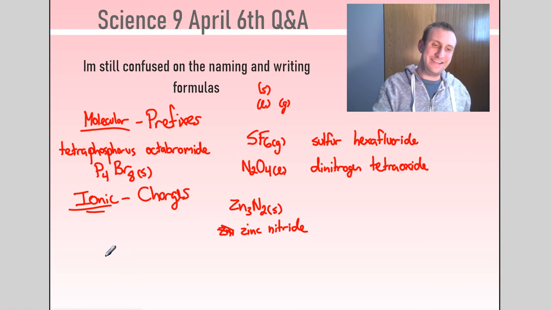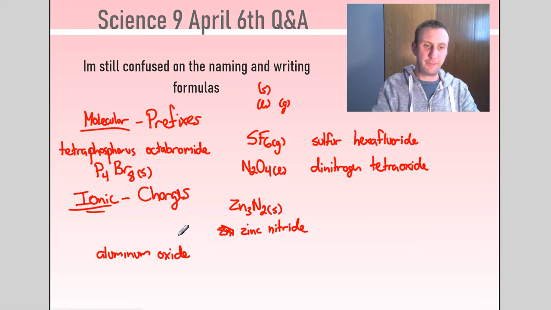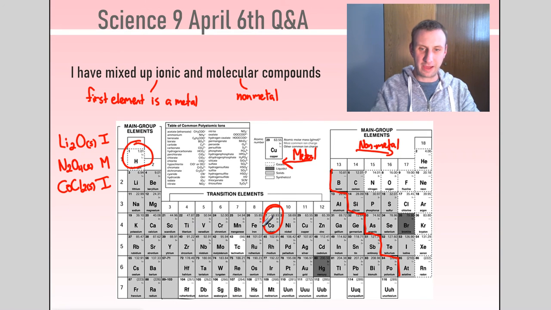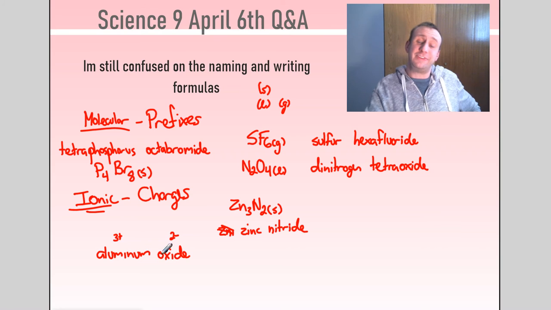Now if I've got a name and I'm going to a formula, like let's say I have aluminum oxide as the name, and I'm writing out the formula. Well, I take a look at my charges and I see that for aluminum, I have a charge of 3 positive, and for oxide, it's 2 negative, right? So I have 3 positive and 2 negative. So that's going to meet up at 6.